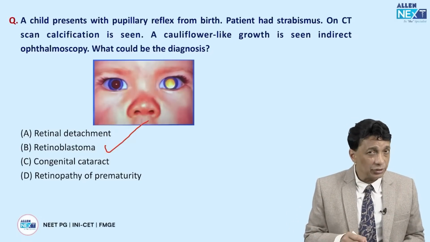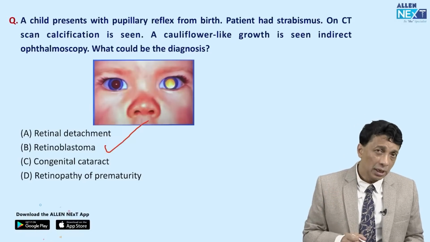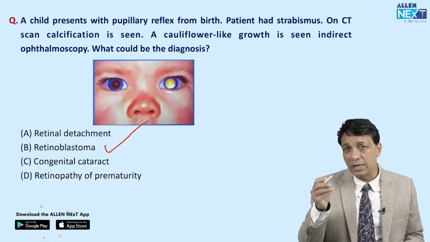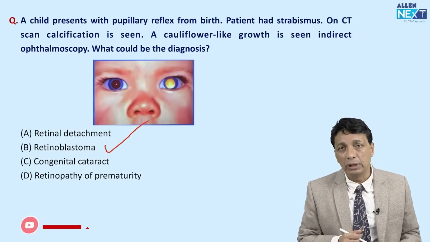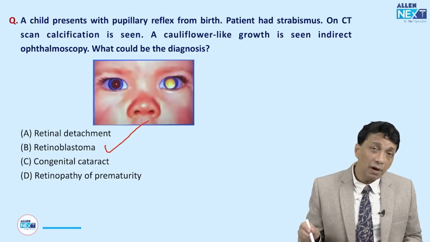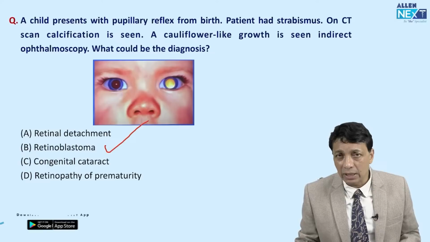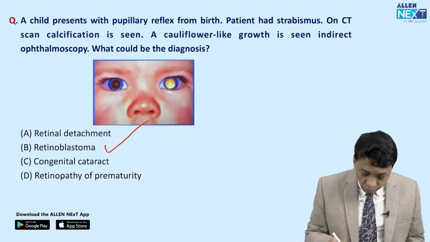Third, you see calcification, and that is the most important sign because it is the calcification which appears to us as the white colored pupil. The leukocoria is because of the calcification. And fourth, you can see a cauliflower-like growth, which is the typical look of retinoblastoma on indirect ophthalmoscopy. So the answer is retinoblastoma.